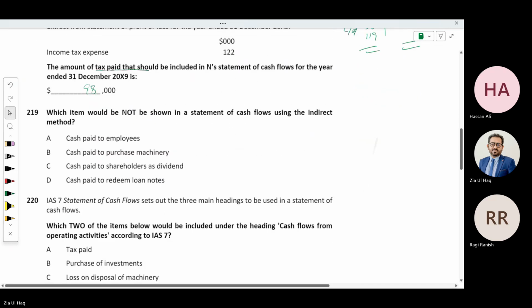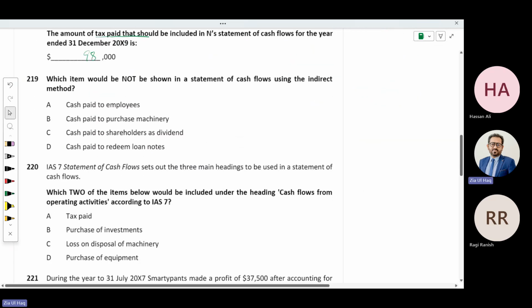219, which item would not be shown in a statement of cash flow using the indirect method? Cash paid to employees. Have we studied it anywhere? No. Cash paid to purchase machinery, relating to investing. Cash paid to shareholders as dividend, relating to financing. Cash paid to redeem loan notes, that is also relating to financing. What is cash paid to employees?